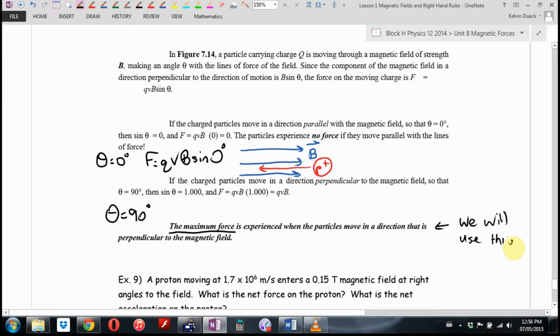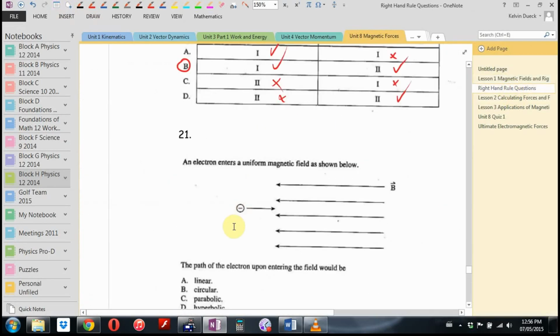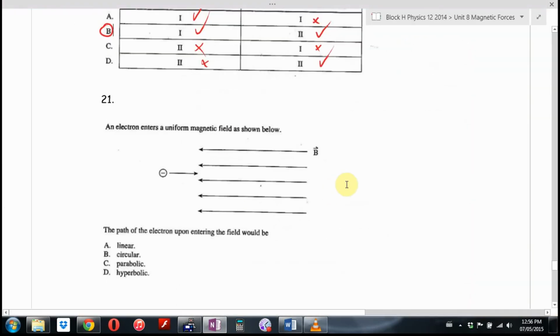0. Like, if you go back to the right-hand rule handout, this one here, number 21. See the electron? Which way is the electron traveling? To the right? I don't deal with electrons. Which way is the mathematical equivalent, a proton, traveling? To the? Okay. Which way is the magnetic field? Now the answer here is going to be this electron is going to feel no deflection, a linear path.